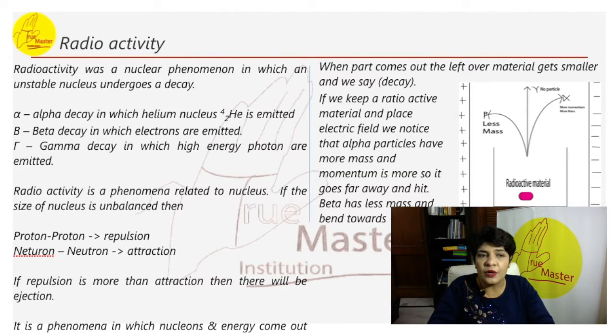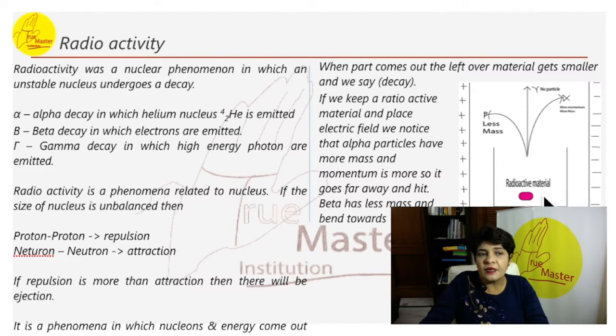Here proton and proton have repulsion, neutron and neutron have attraction. Radioactivity is a nuclear phenomenon in which an unstable nucleus undergoes decay. If repulsion is more than attraction, then there will be ejection. Why will something eject out? Because if repulsion is more than the attraction, then there will be ejection. In this picture, we are conducting an experiment here.